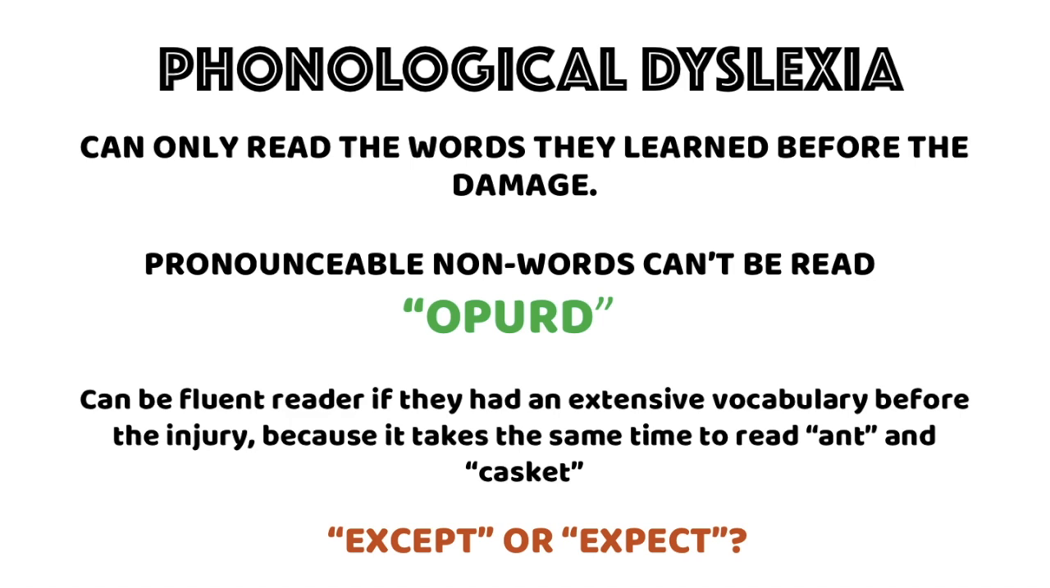Now, another sign of phonological dyslexia is misreading a word. For example, they read "except" and then they say "expect." So that is another thing that happens with phonological dyslexia, because the visual word form area of the left hemisphere is able to recognize a word as long as it resembles another one.